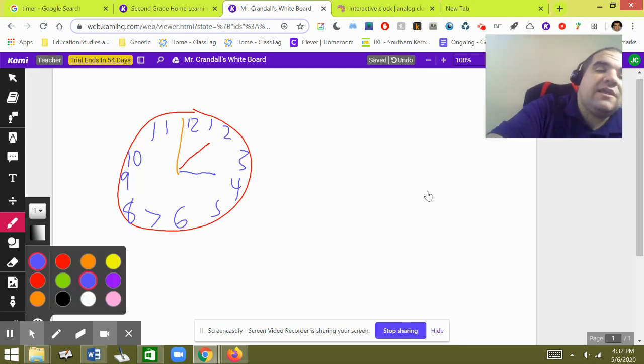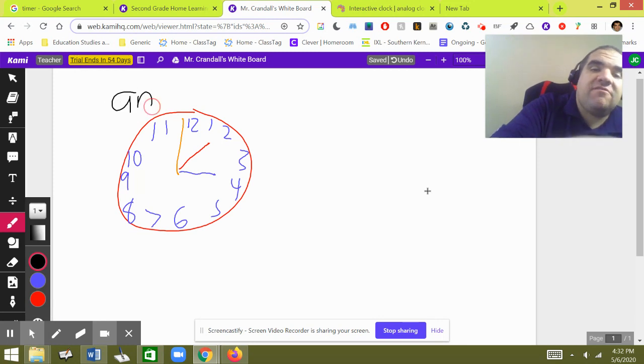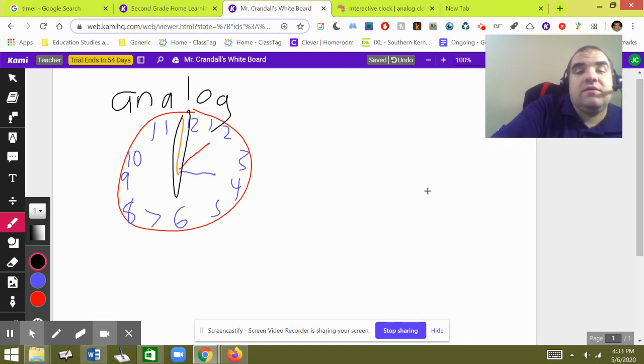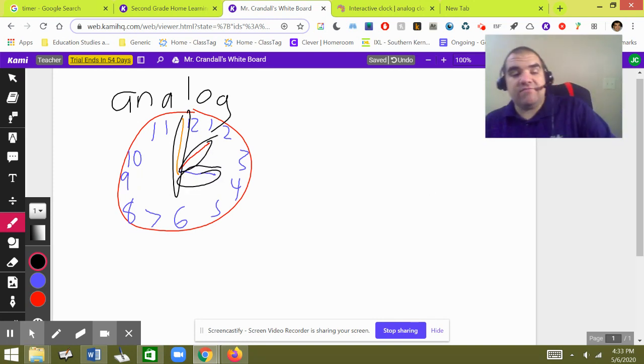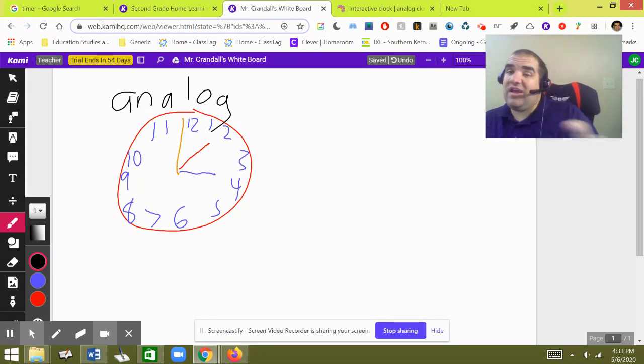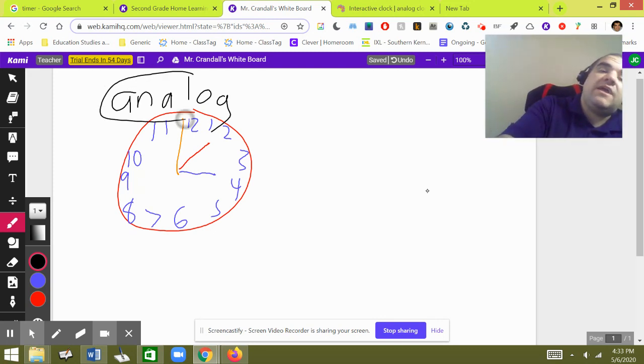These are called analog clocks. Analog clocks have hands. That's what those little lines are called. Now, we have different types of hands here. We have the minute hand, the hour hand, and the second hand. Now, some clocks don't have the second hand. Some clocks don't have the minute hand. Some clocks don't have the hour hand. You sort of have to tell based on the numbers. But anyway, the important part right now is that these are called analog.